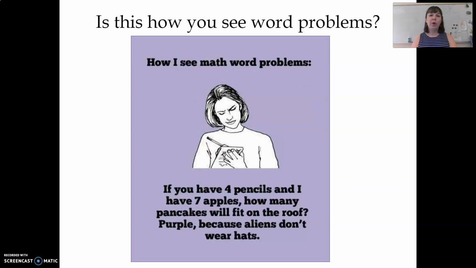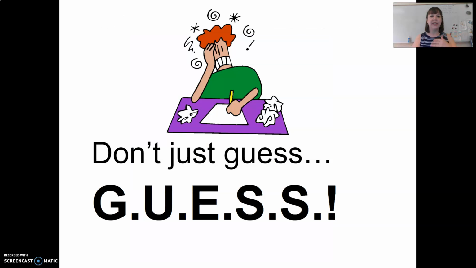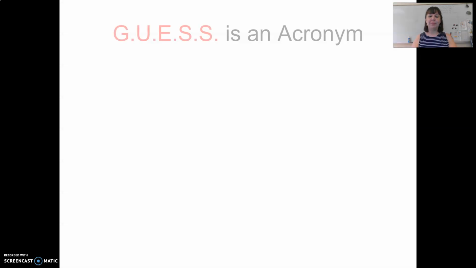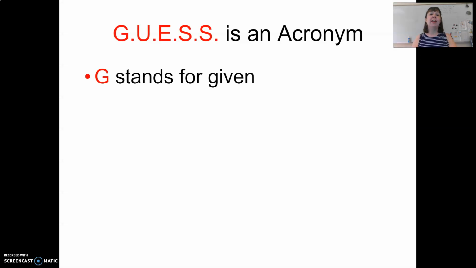Now, when word problems begin to trip us up, it's very easy to just get frustrated and say, I quit, and just guess. But what I want you to do is not just guess, I want you to GUESS. So GUESS is an acronym, and it stands for given. So we're going to look in the word problem and figure out what information they're giving us.